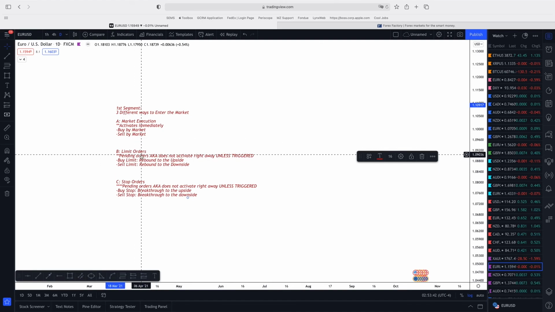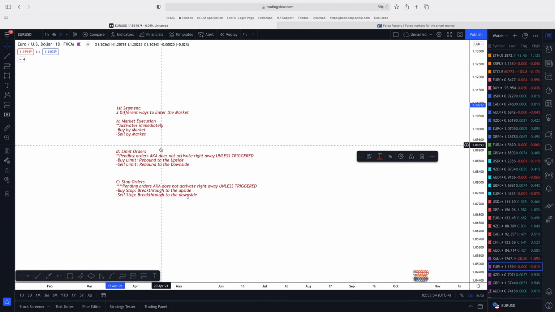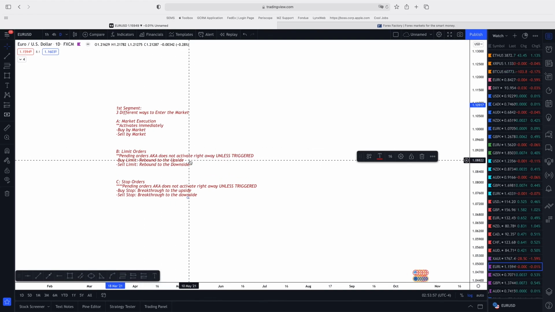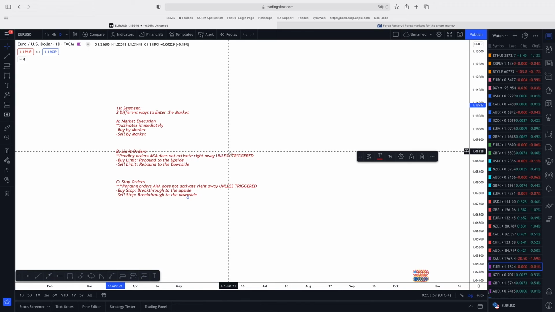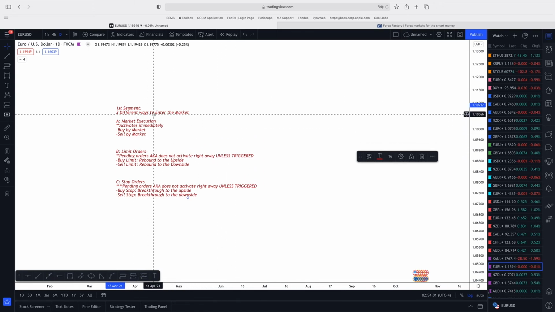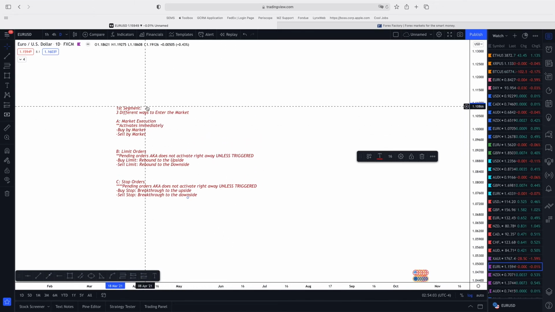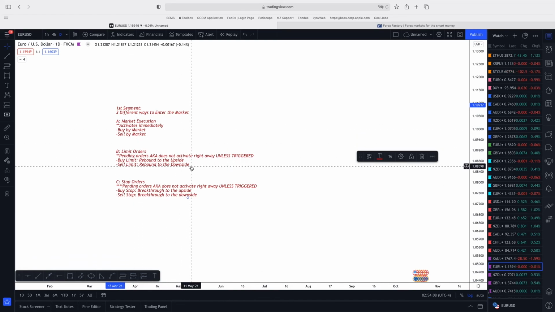Now, what are limit orders, guys? I put the little stars here. Limit orders are known as pending orders, aka these type of trades do not activate right away unless triggered. Again, the market execution activates immediately, but sometimes you're able to set pending orders in the market that will only activate at the specific entry price.